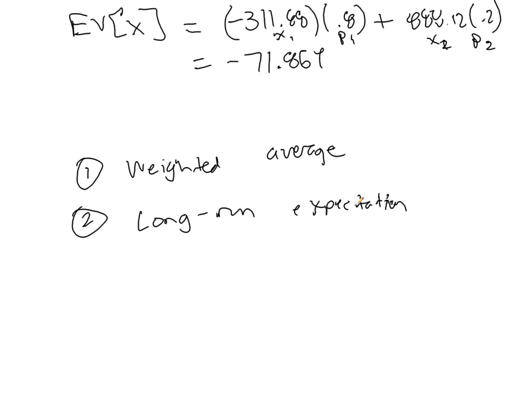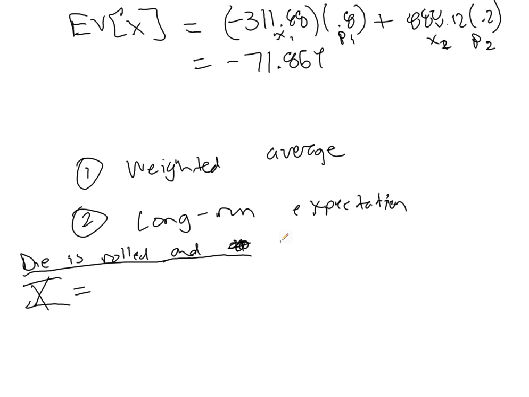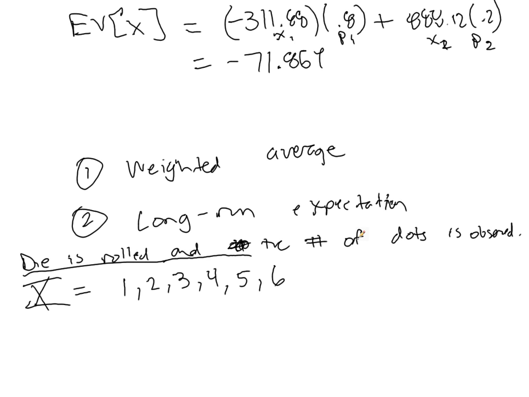So if you know the possible values, like in a die example, let's say a die is rolled, and the number of dots is observed. Okay, well, if that's the case, then our observation variable is the number of dots that comes up. So either 1 dot, 2 dots, 3 dots, 4 dots, 5 dots, or 6 dots can come up.